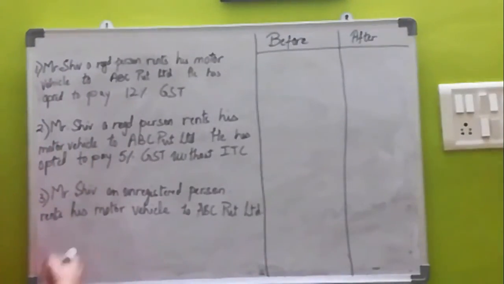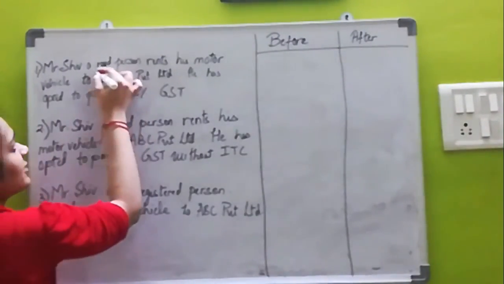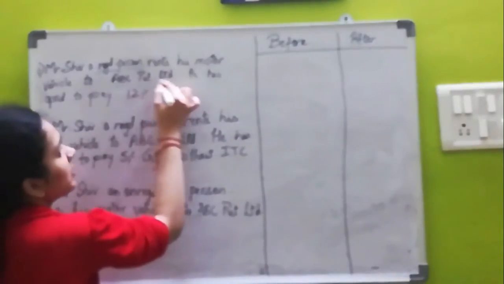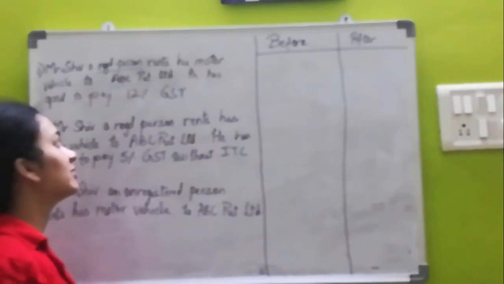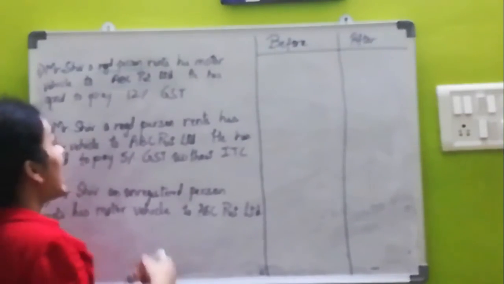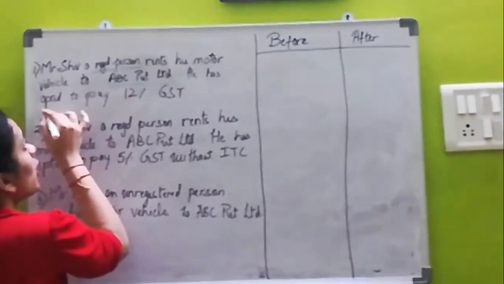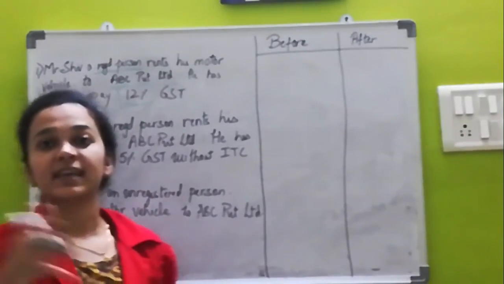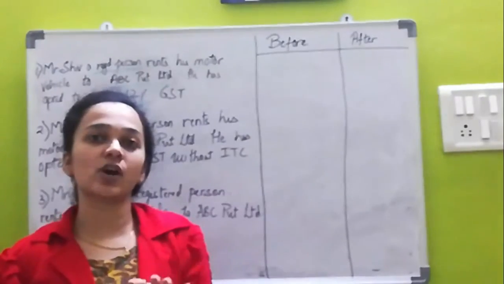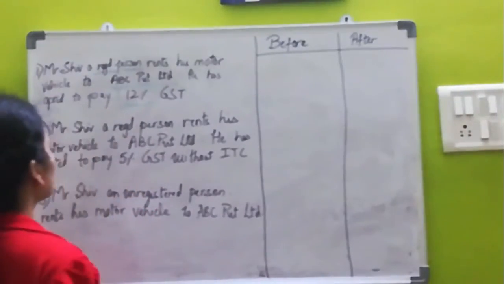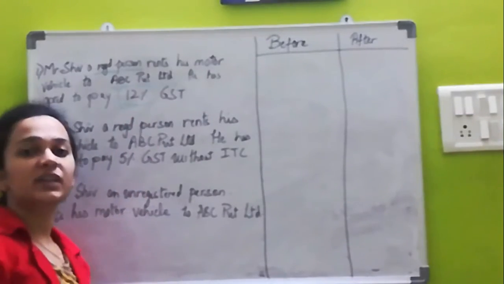So let's say there's a person Mr. Shiv, he's a registered person and he's renting his motor vehicle to ABC Private Limited. So here the supplier is a person other than body corporate and the recipient is a body corporate, and the supplier has opted to pay tax at the rate of 12%. That is the second option which is there. He is not availing the option to pay tax at the rate of 5%. He is availing the option to pay tax at the rate of 12% with ITC.